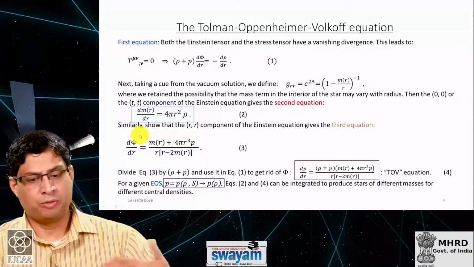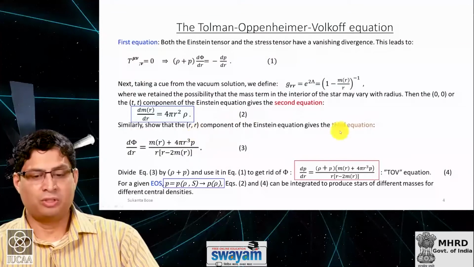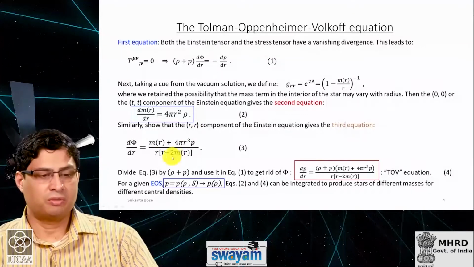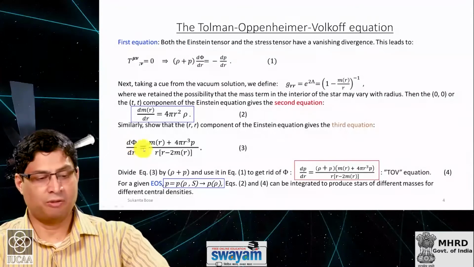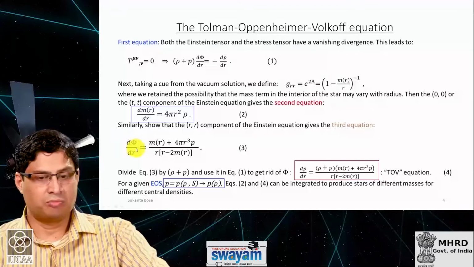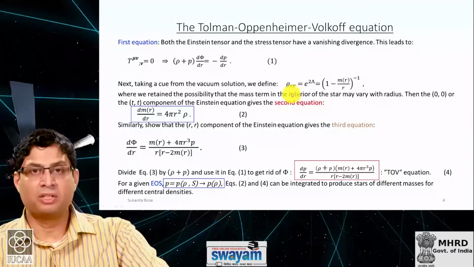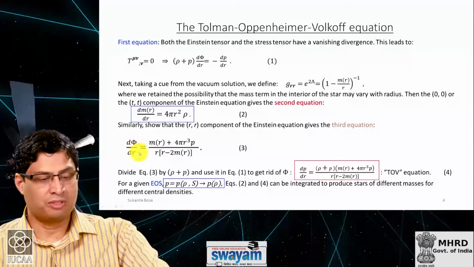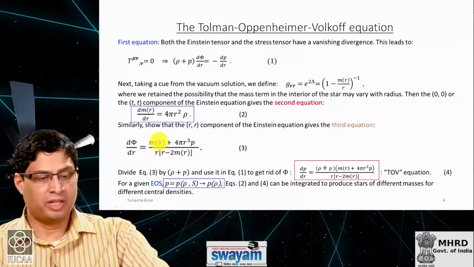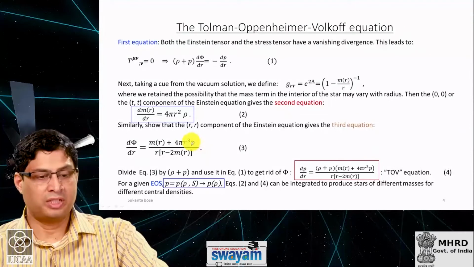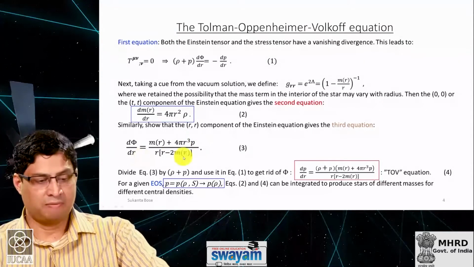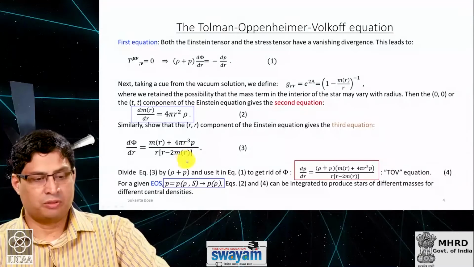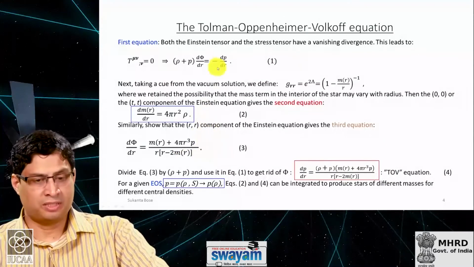Now similarly you should show that the rr component of the Einstein equation gives you this third equation, where the radial derivative of phi coming from g00 can be related to this mass function m(r) and the pressure coming from T_rr in this fashion. Okay. So take this as given or work them out from Einstein's equations.